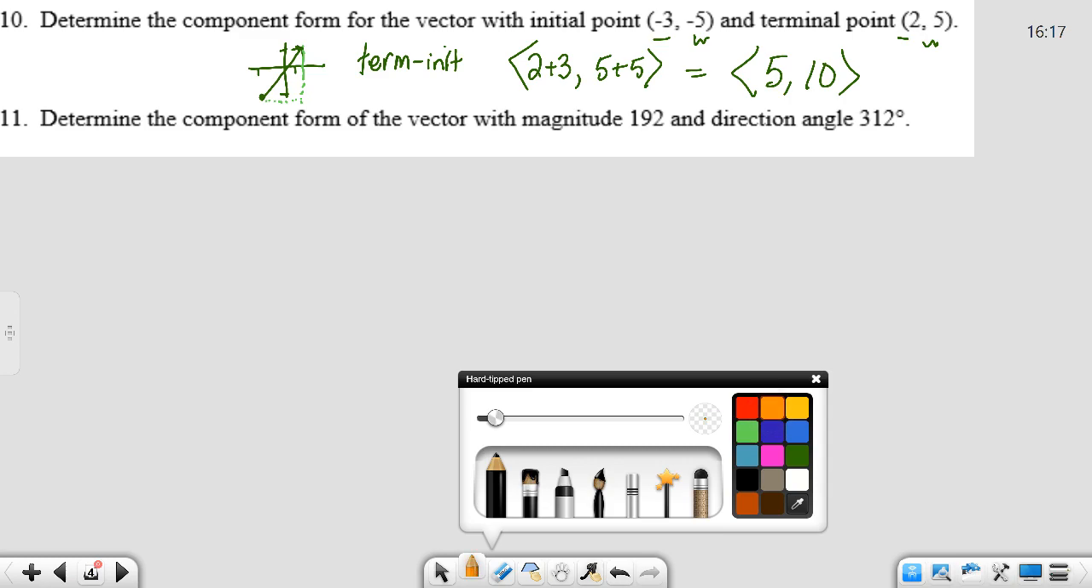Okay, our next example, determine the component form of the vector with a magnitude of 192 and a direction angle of 312 degrees.